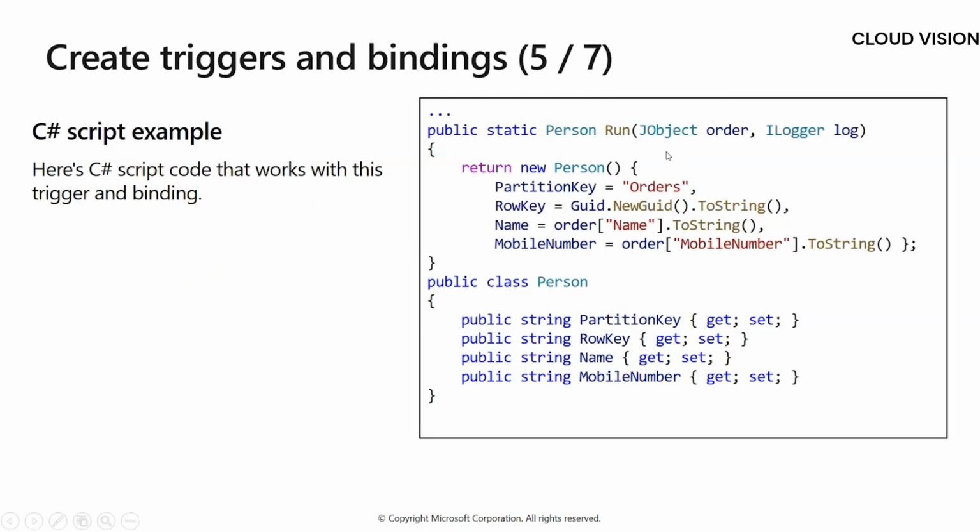So in this case, they are expecting an order object, and they are preparing a new person object, which is of this type, using the orders data. So order has a name, order has a mobile number. From there, they're fetching the values and providing them to the name and mobile number properties of this person object, and then returning this person object later.